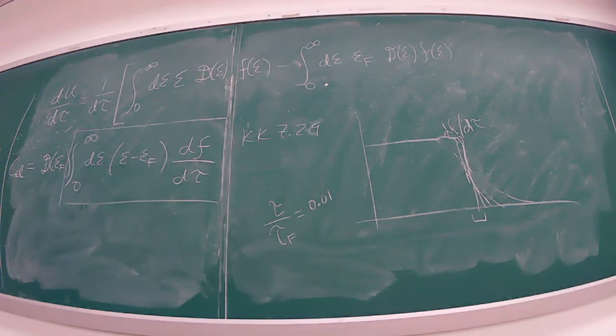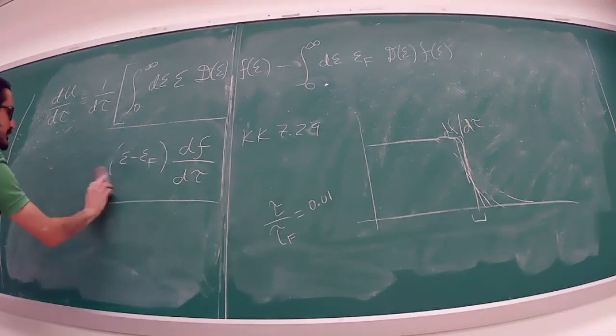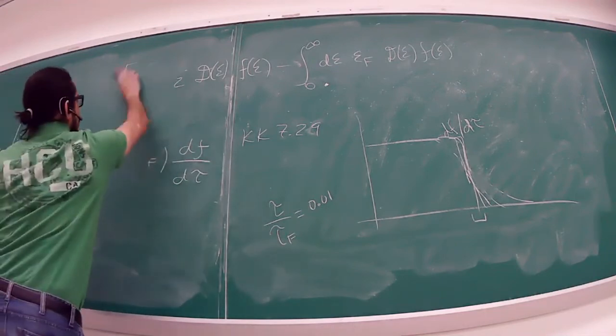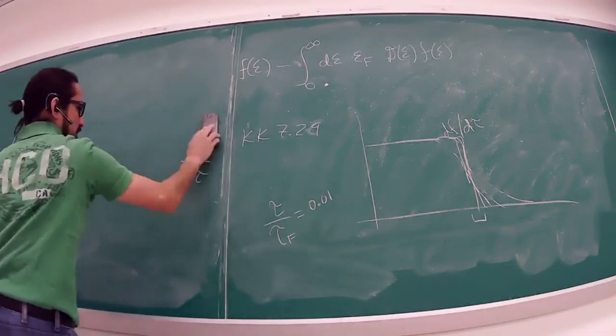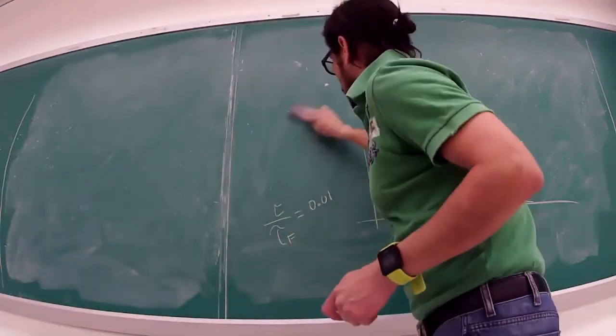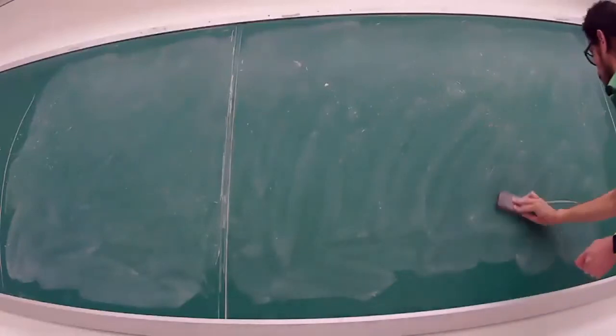There's some reasoning in the book. I'm going to show you a different way to do it that I was looking at, although again, I don't think it's particularly more transparent. But I gave it to you.